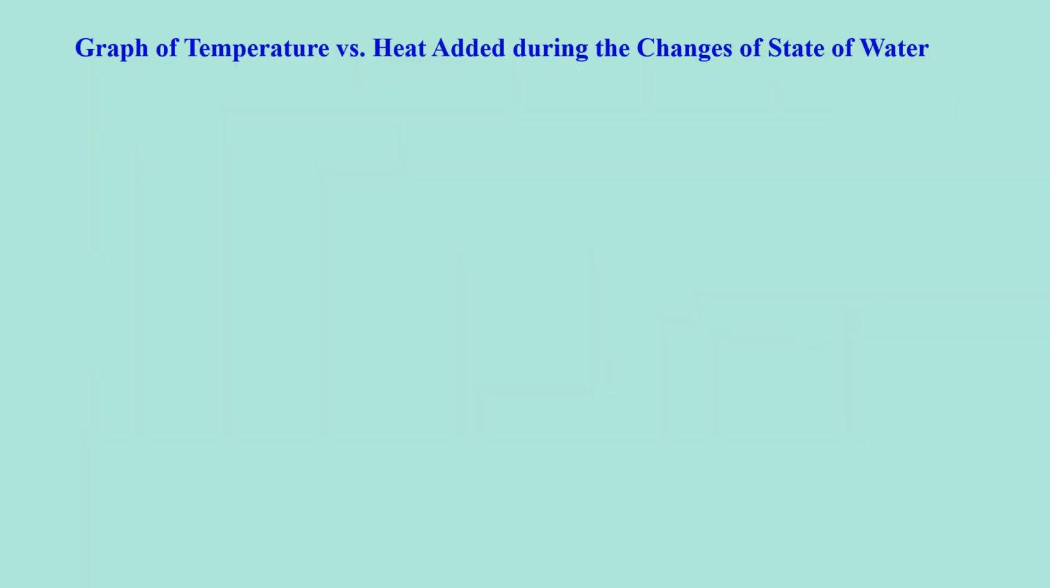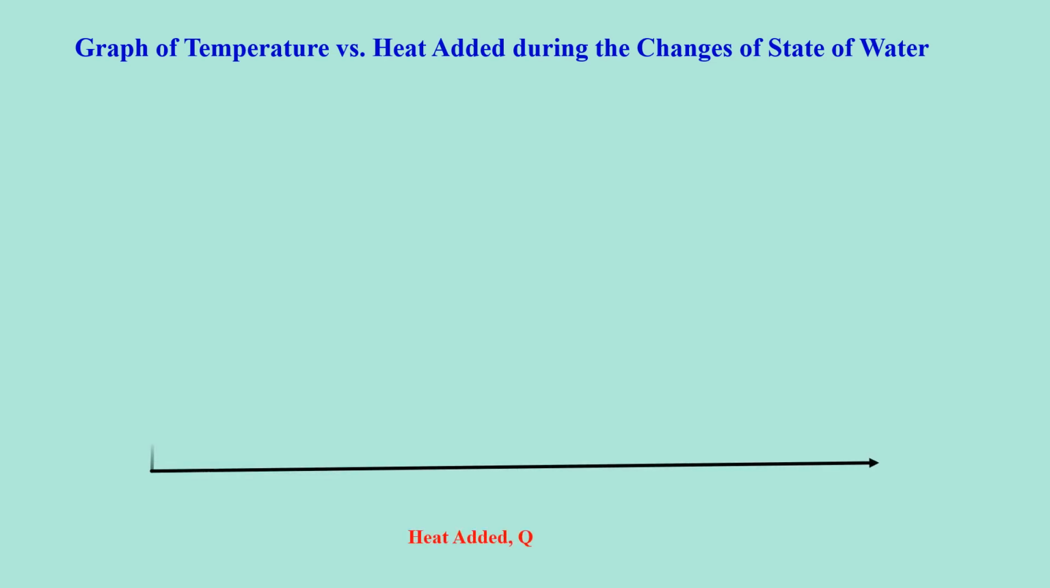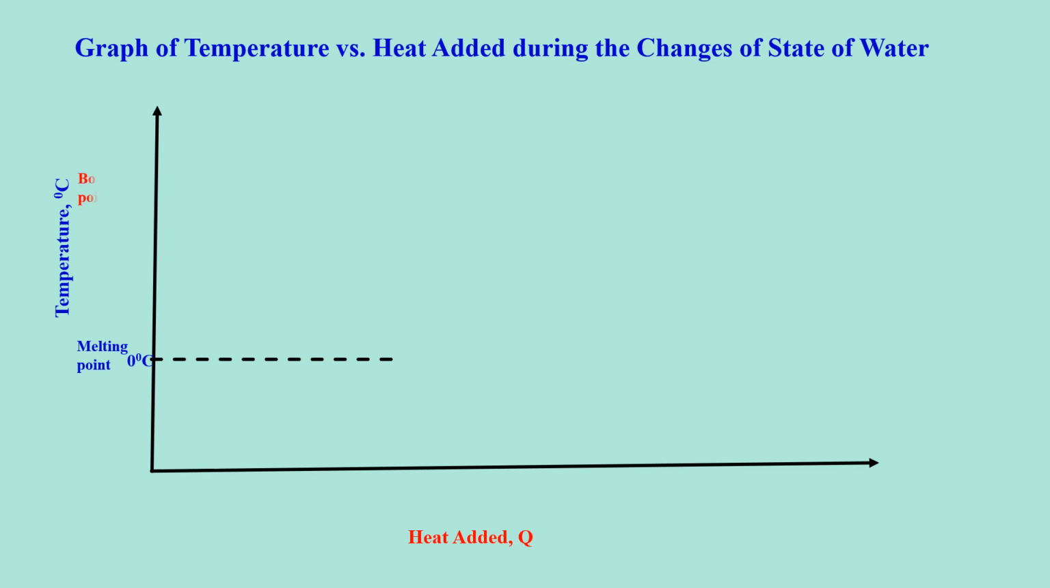We have a graph of temperature versus heat added during the changes of state of water. The horizontal axis represents the heat added Q in calories, and the vertical axis represents the temperature in degrees Celsius. We identify the melting point at 0 degrees Celsius and the boiling point at 100 degrees Celsius.